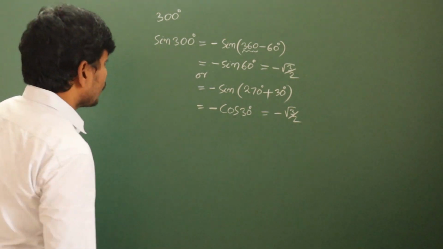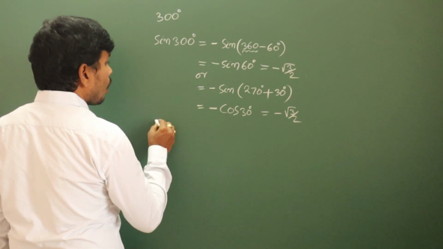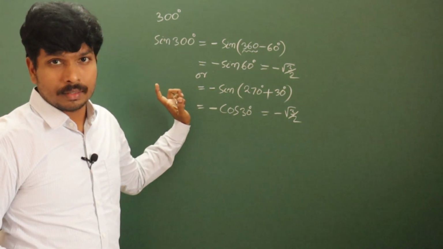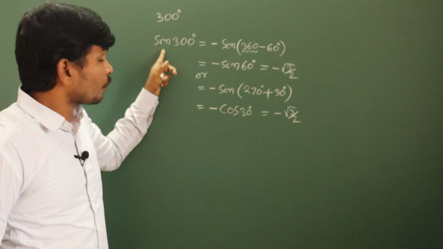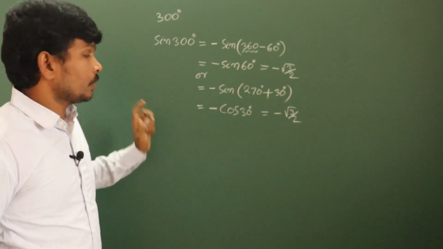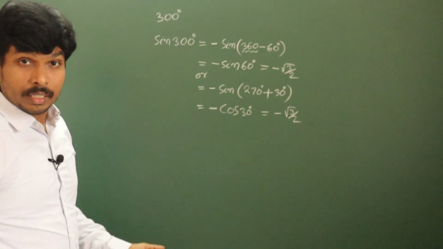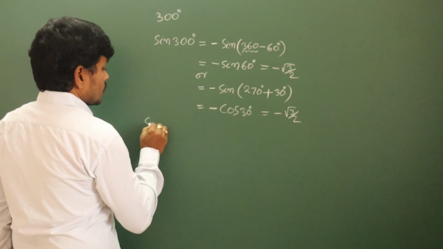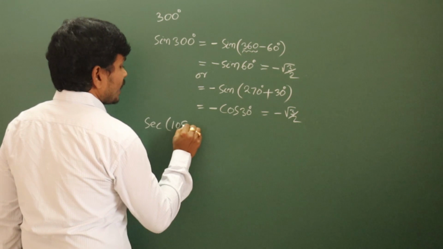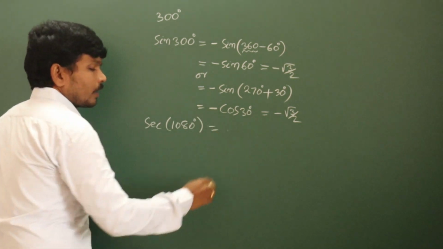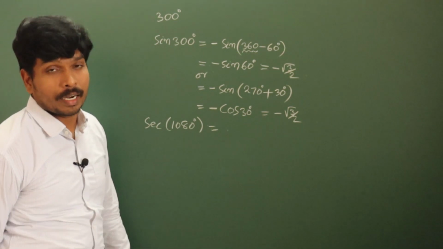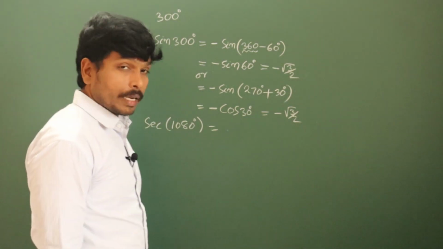Okay. So like this you have to find all the T ratios. That is homework. Now one more I am giving you. Observe. Secant 1080 degrees. Find it. If you know the 90 table, then easily you can handle it.